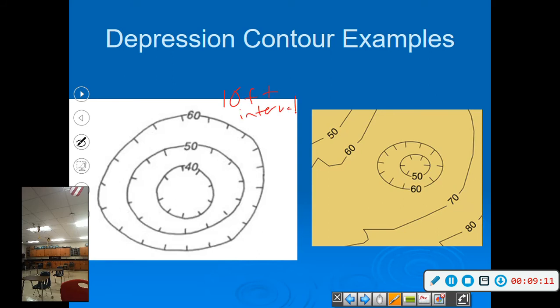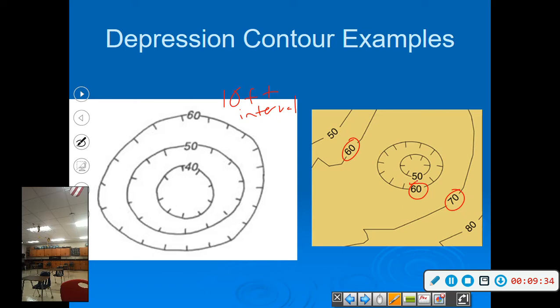Same with this one over here. Now this one's in between two contour lines. So the rule is, you'll look at the two contour lines that it's between. The depression contour will follow the smaller one that is between first. So you notice 60 and 70, so it's going to take on the value of 60 and then count down from there.